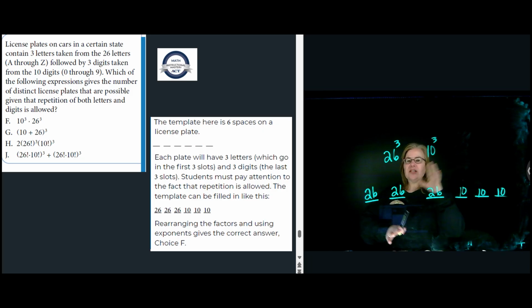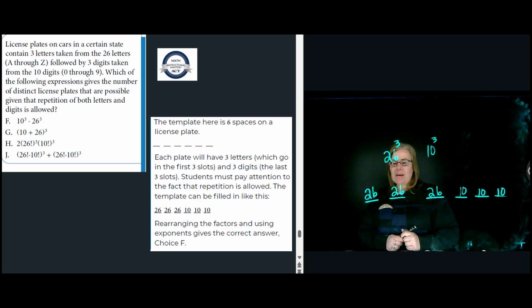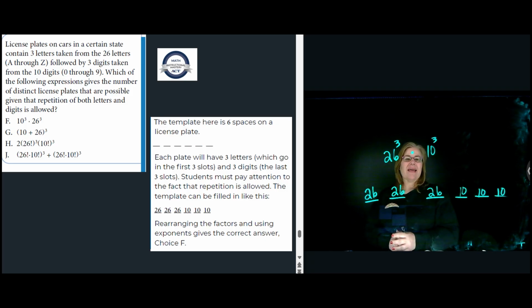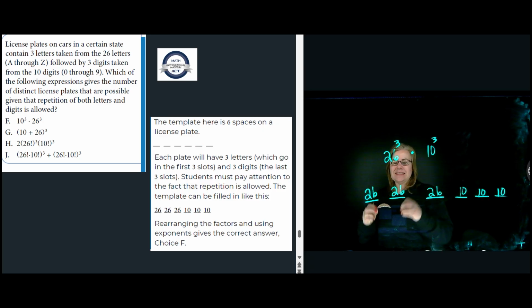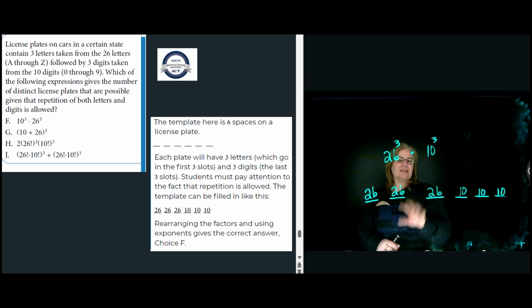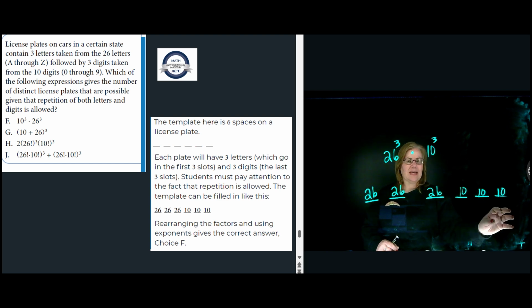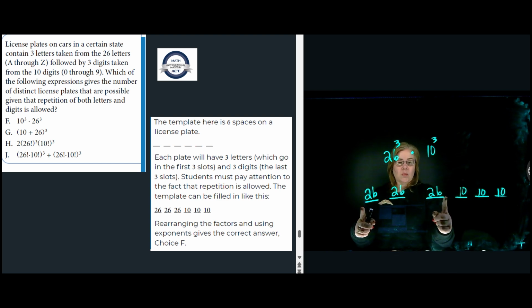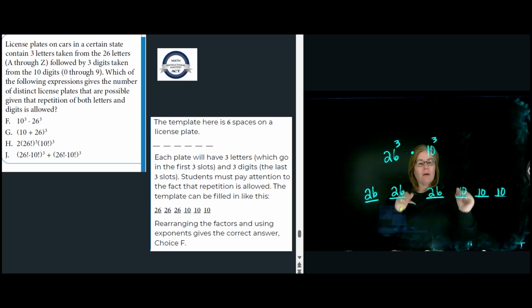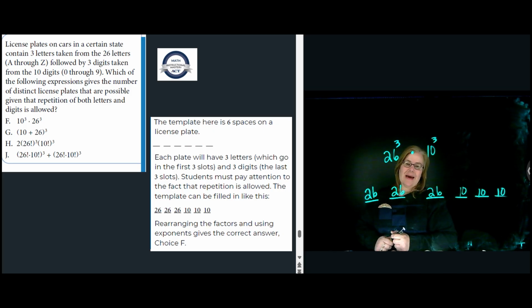So I can rearrange these any way that I like, but as long as I can put them and multiply them together, that's how I can find out my possible distinct allowance of these 26 letters here, 26 letters here, 26 letters here, 10, 10, and 10. So if I take what I've got, 26 to the third power, 10 to the third power, and multiply them, then I can get my answer. So what does this look like? Obviously, my answer would be A.